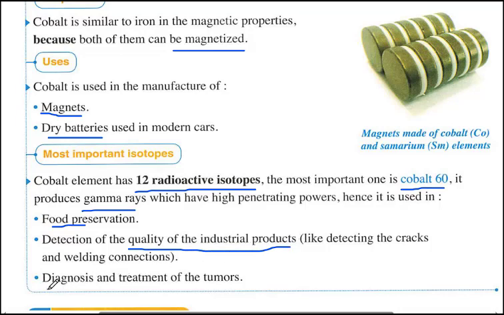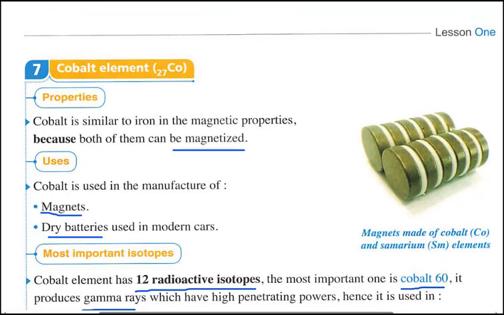It can be used in diagnosis and treatment of tumors. So the gamma rays can penetrate the tissues of the human body and can diagnose the tumors and also can kill them. Okay, let's have a quick overview of cobalt. First of all, it is magnetized. That is very important in the exams. So if the question says that it is magnetized like iron, it is cobalt.